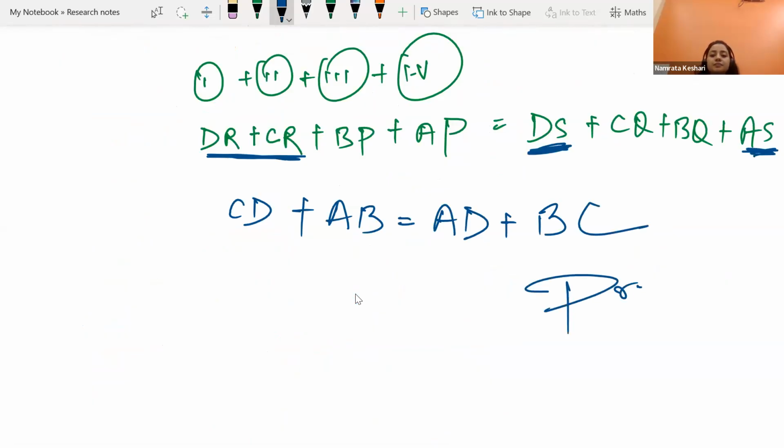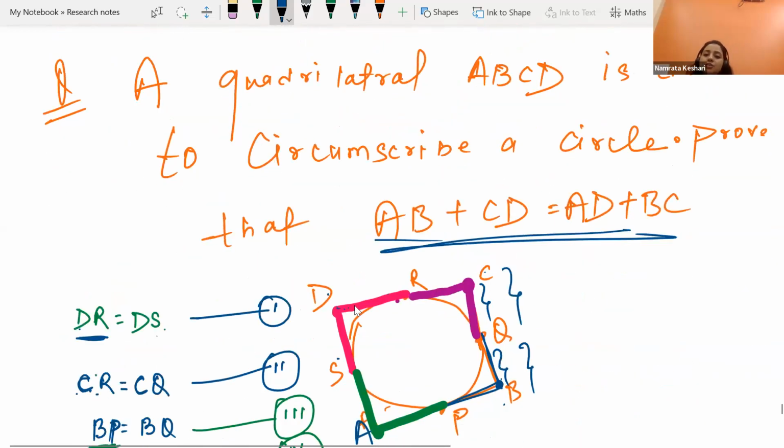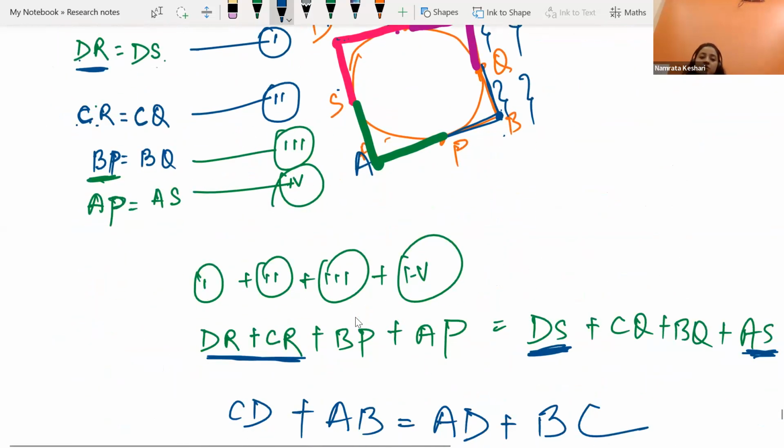Everyone getting it? This is what we had to prove. See, we have just a quadrilateral which is circumscribing the circle. Okay, and hence we have to show this. Is it crystal clear to all of you? Yes. Is it crystal clear?